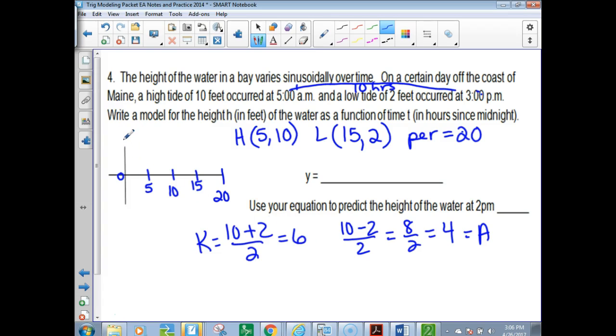Let's just extend this a little bit. I'll put a 6 there. We're going up to 10 because that's our max, and 2 is our min. Okay, so 5, 10, we'll put a point. We know we're coming from the center line, which will be at 0, 6. We'll come back to the center line, down to 2, and then back to the center line.